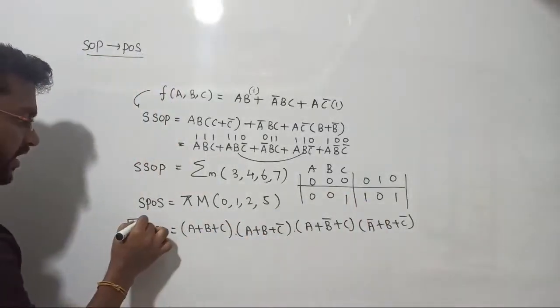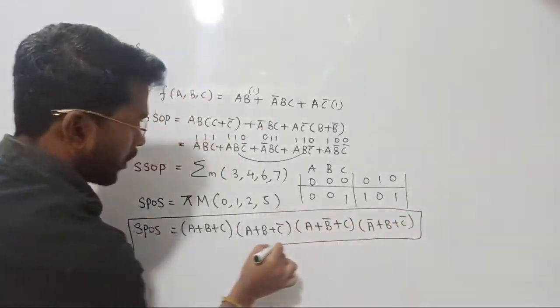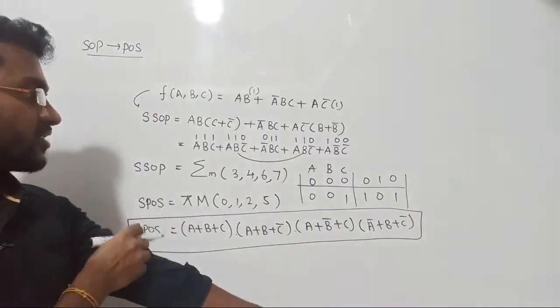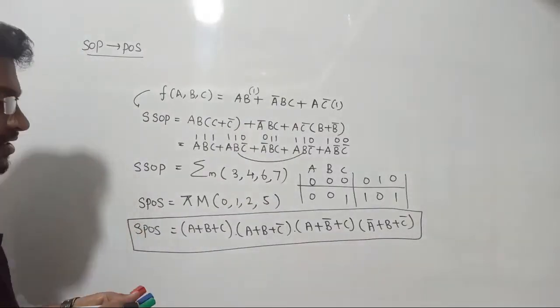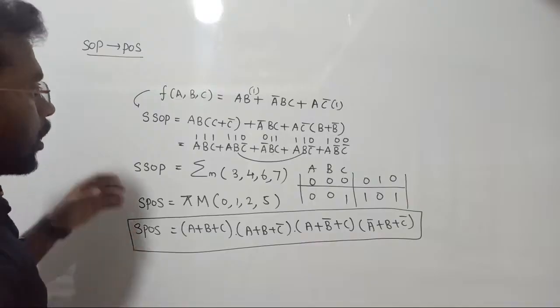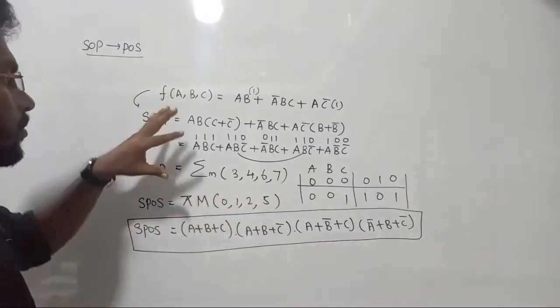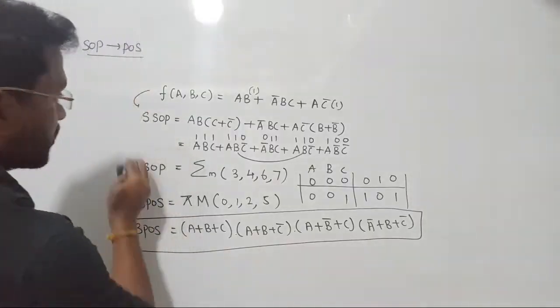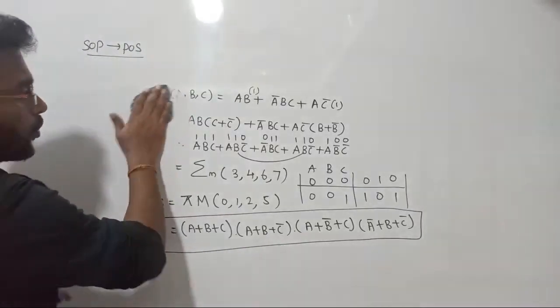So that is the standard product of sum, equivalent to the minimized product of sum for the given sum of product, right? I hope things are very clear to you all. So let us reverse the case. Suppose if product of sum is given to you, then how will you write the sum of product? Same procedure, right? Nothing is going to be different. So we can consider the same procedure. I hope now every one of you is getting a clear idea.